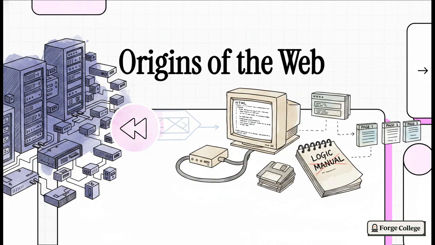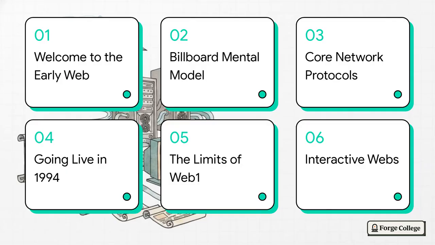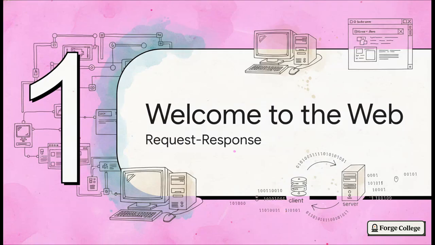the early web. Okay, let's pull up our engineering blueprint for today. We'll start with a welcome to the early web, then look at the billboard mental model, explain the core network protocols, see what going live in 1994 actually looked like, cover the limits of Web 1, and finally, prepare for interactive webs. All right, Section 1.